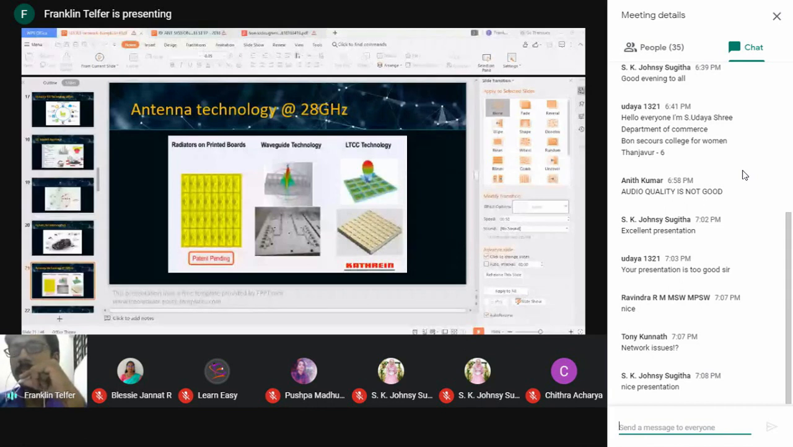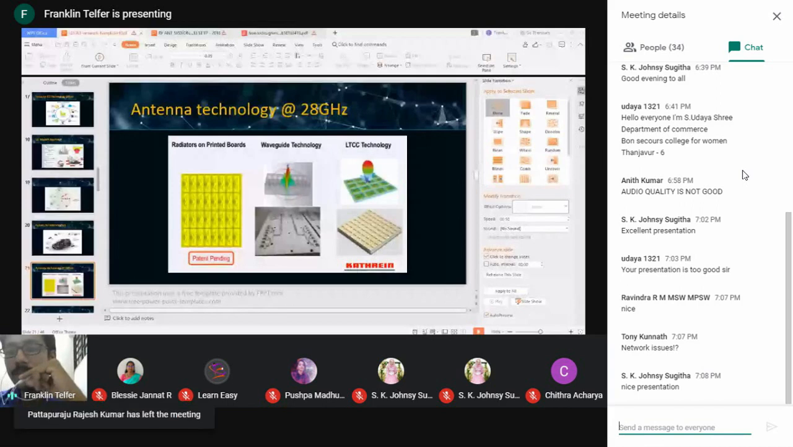So here the complexity of the design gets more important. Designing at 2 gigahertz or 5 gigahertz is not a problem. When you go ahead with the higher frequency, there comes a coupling problem, and a lot of losses will be there. So there you have to put in the concept of an array to get the highest beam output. Mostly at the higher frequency, the concept of an array will be implemented.